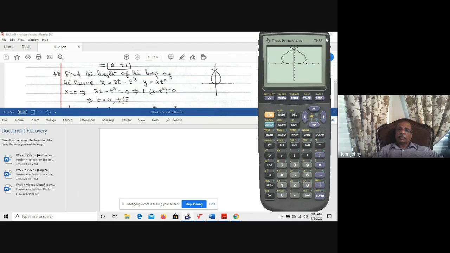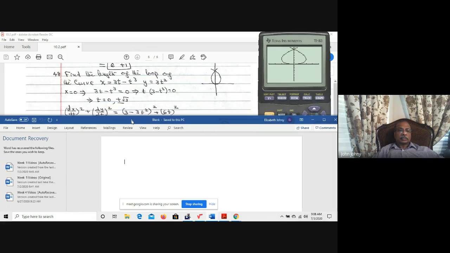This is the curve. Now we are going to find the arc length of one of the loops. So this is the loop. So you need to find this point and this point. For that, the equation of the y-axis is x equals 0. So you set x equal to 0, meaning 3t minus t cubed is equal to 0. That is t times (3 minus t square) equals 0, so t equals 0 or plus or minus square root of 3.